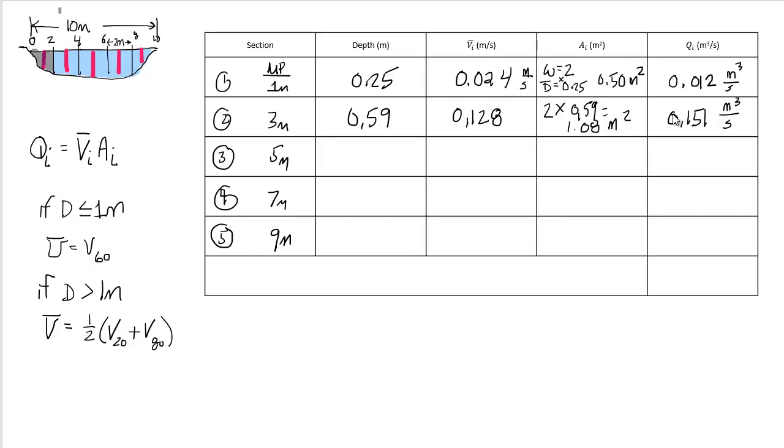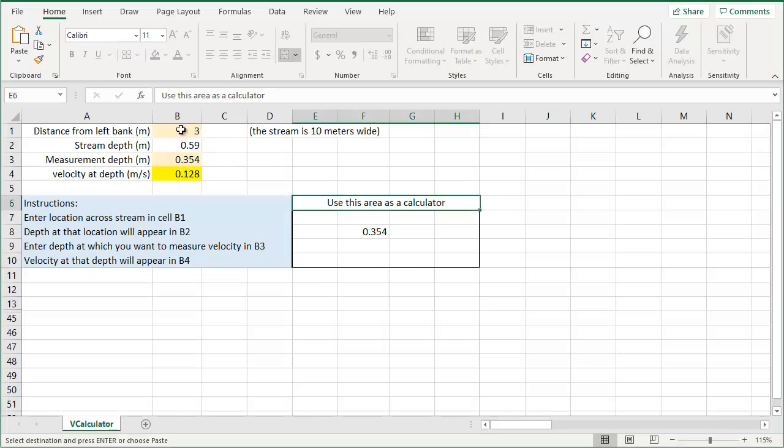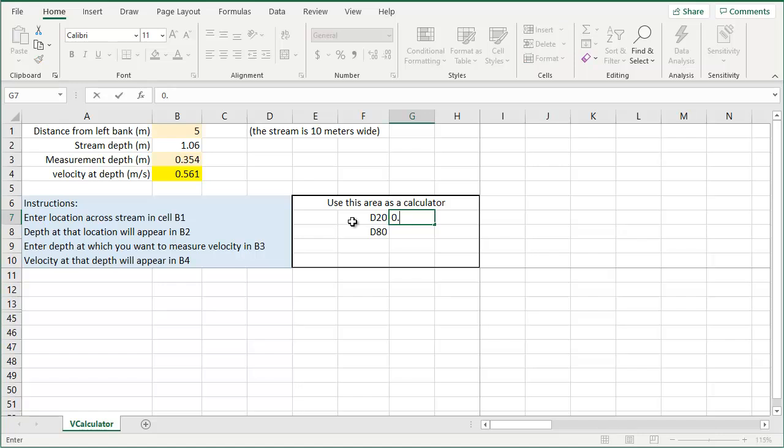All right, and let's go and do the next few here. So the next midpoint is 5 meters across. I put in 5, and I'm going to get a depth now of 1.06. So with a depth of 1.06 now, I'm going to have to use a different formula. So now I need to calculate the depth at 20% of that, and I need the depth at 80% of that, and then I need to calculate the velocity at those depths. So let's first calculate the depth. So 20% of 1.06 is equal to 0.2 times 1.06. So that's 0.212, and 80% of 1.06 is 0.848.